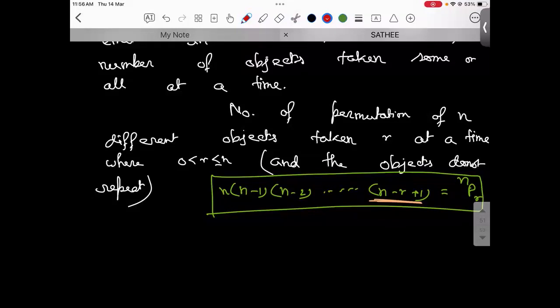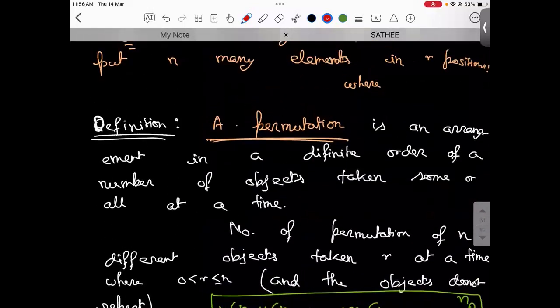In the next class, I will tell you a simplified form of writing this expression using the factorial. Before that, I have to discuss the factorial, and after that, I will go to nPr and how I can write the combinations. Okay, let us stop here today.